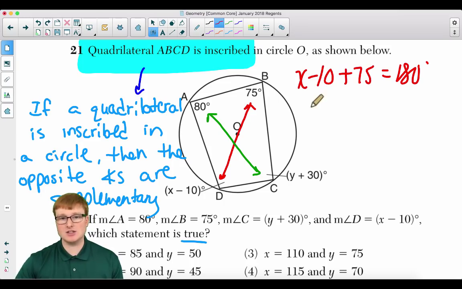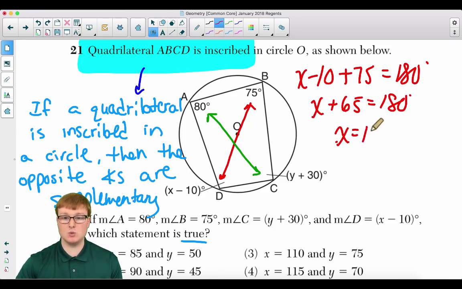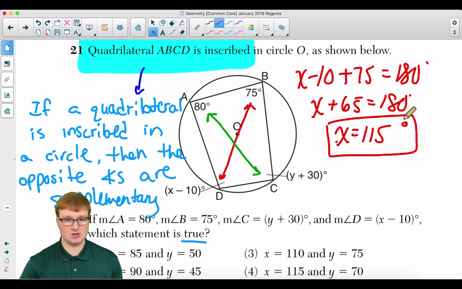So, combine like terms. So we get x, 75 minus 10 is 65, that equals 180 degrees. Subtract the 65 on both sides, you get x is equal to 115 degrees. Okay, so far so good.